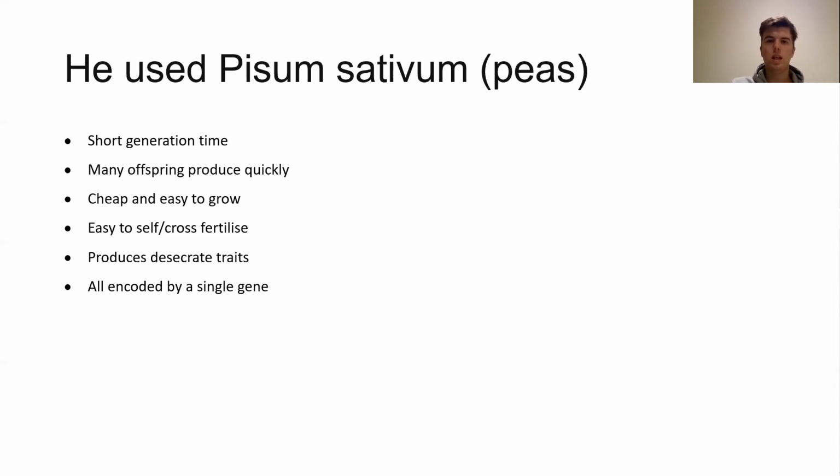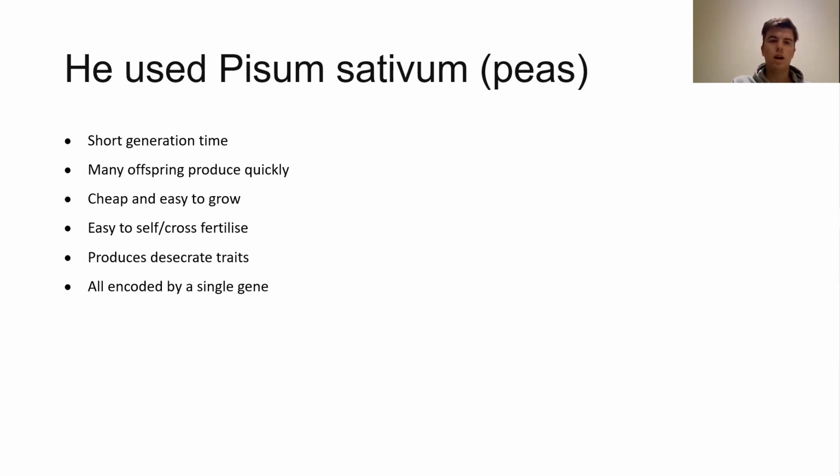So he used Pisum sativum, which is a type of pea. The main reason he used these peas was that they had a short generation time, so he could keep making offspring quickly. Many offspring were produced quickly, so you didn't have to wait. They are cheap and easy to grow. This is the main point, because you don't want to use up too much space or too many resources.